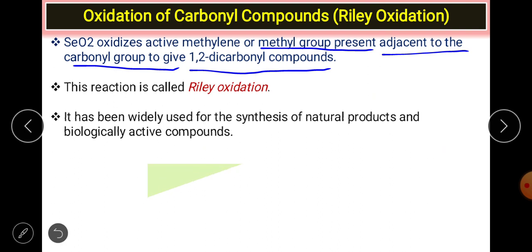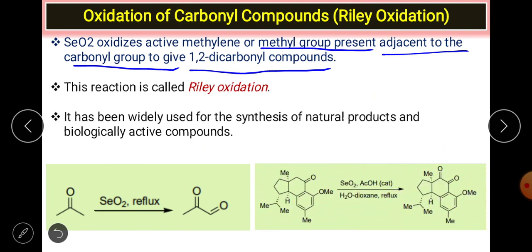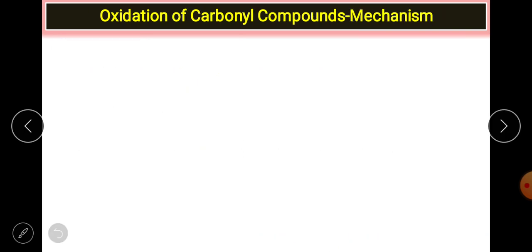I have mentioned one example here. Acetone undergoes the reaction with selenium dioxide, and you get the diketone. Another example is a natural product. The active position is mentioned here, and it will undergo the oxidation. So basically, we first have to choose the position adjacent to the carbonyl that will undergo the oxidation, and it is called the relay type of oxidation.